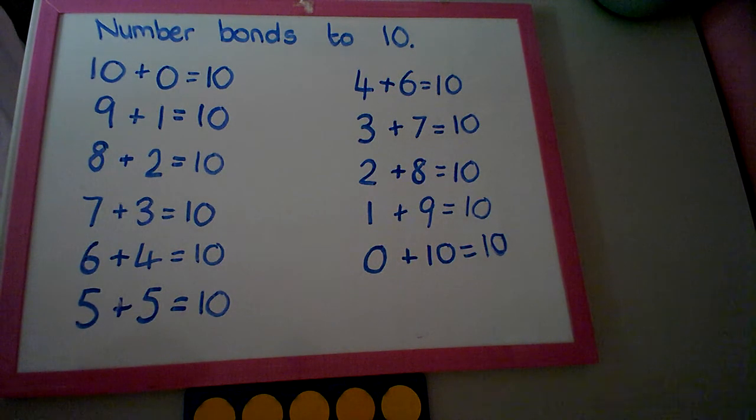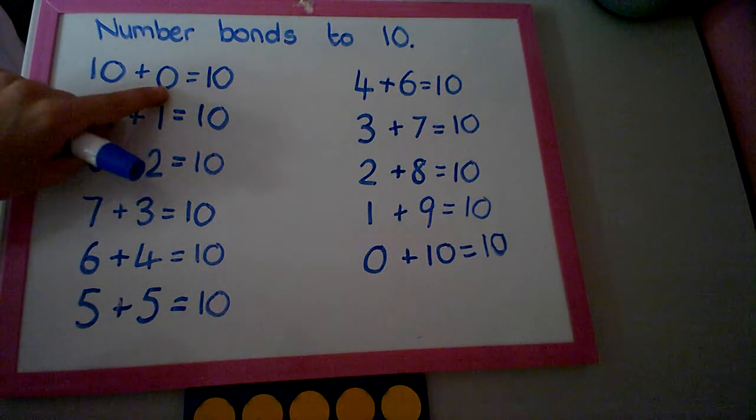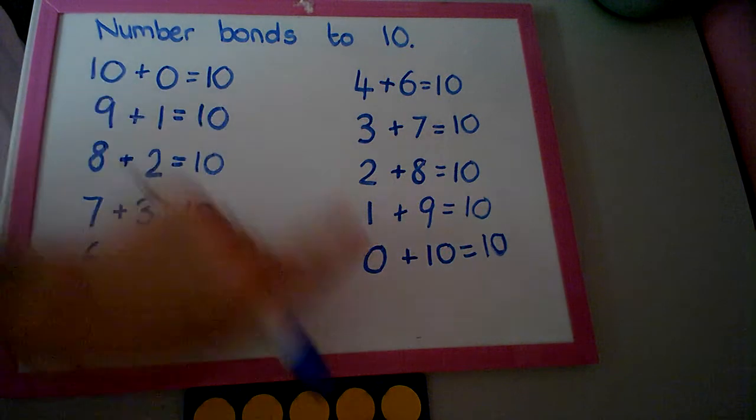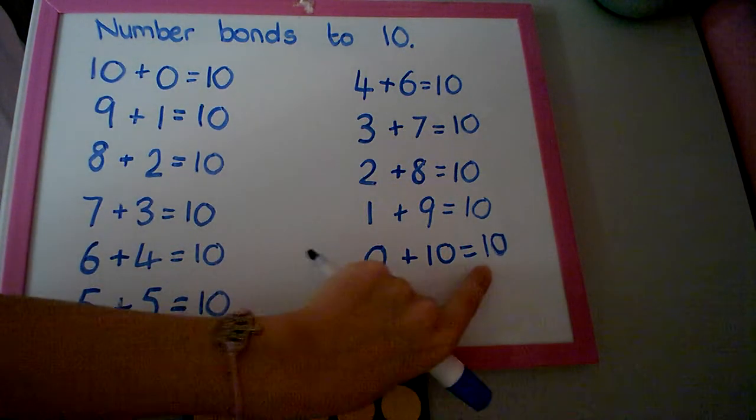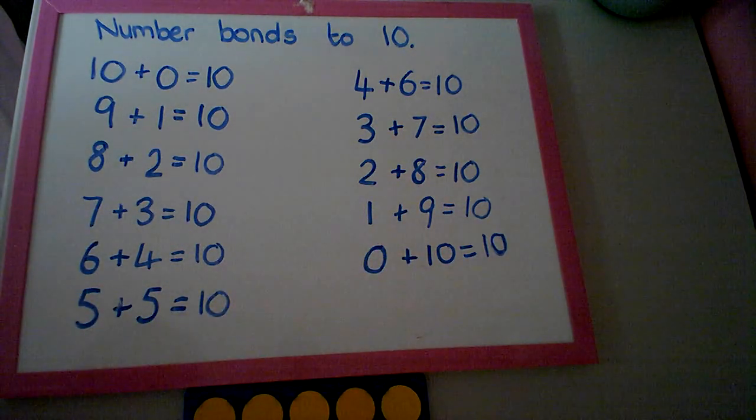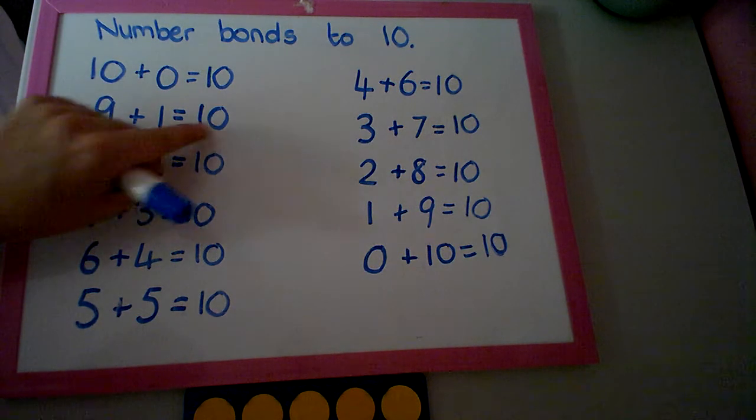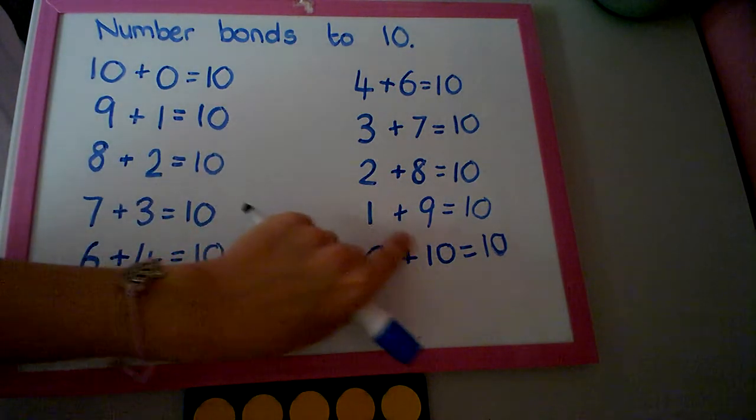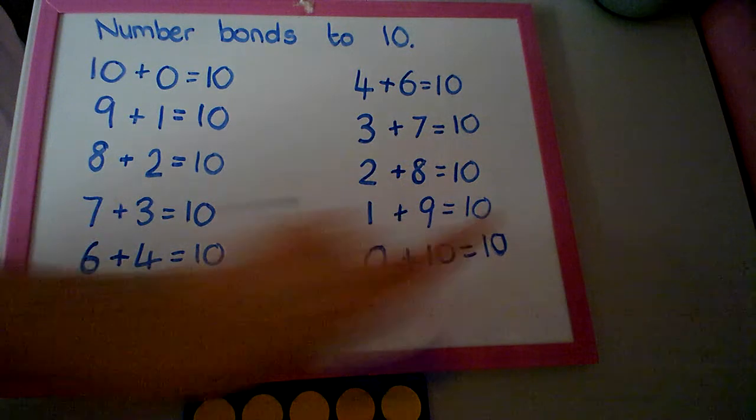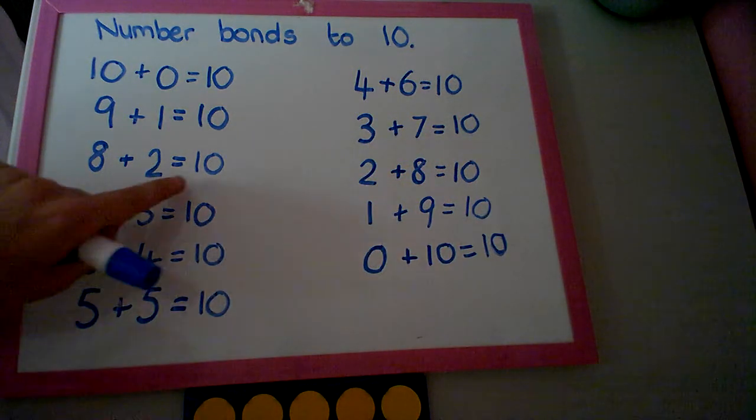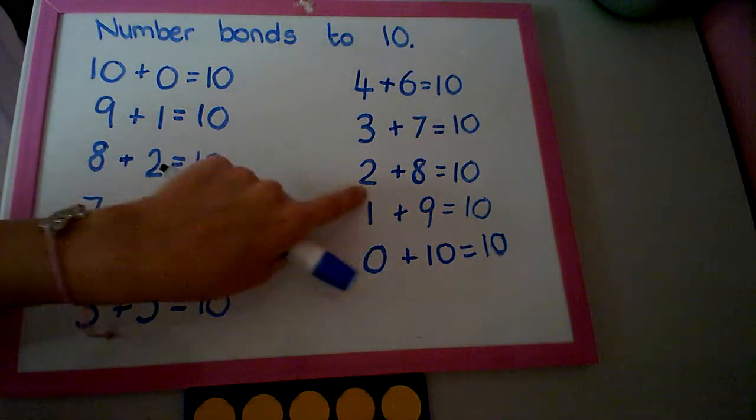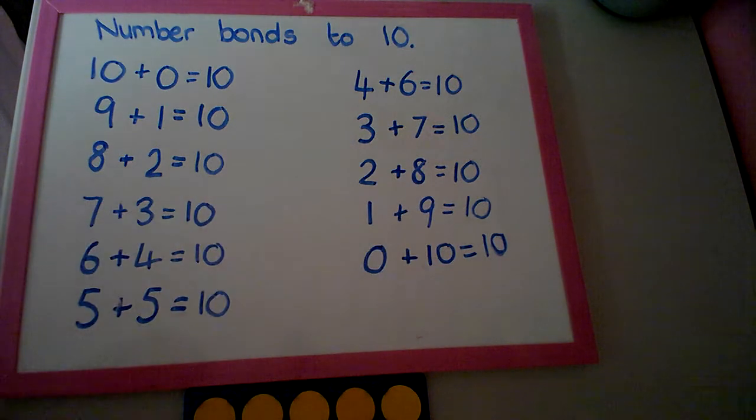I can spot another pattern. 10 add 0 equals 10, and 0 add 10 equals 10. Can you spot any more? I've got 9 add 1 equals 10, and 1 add 9 equals 10. 8 add 2 equals 10, and 2 add 8 equals 10.